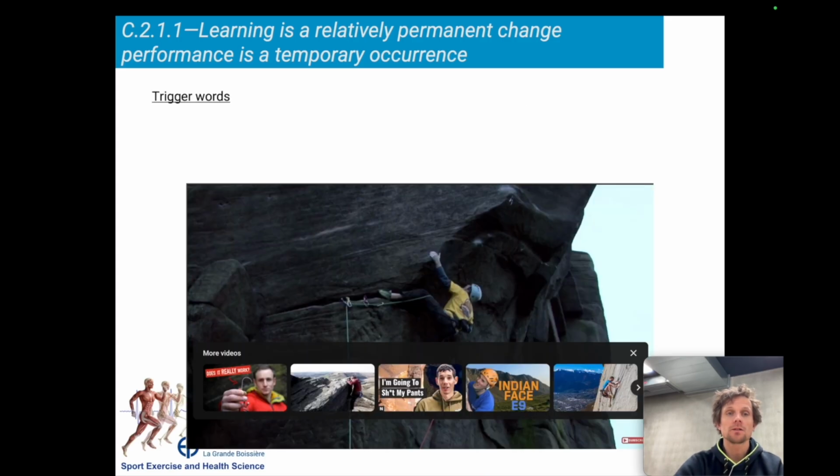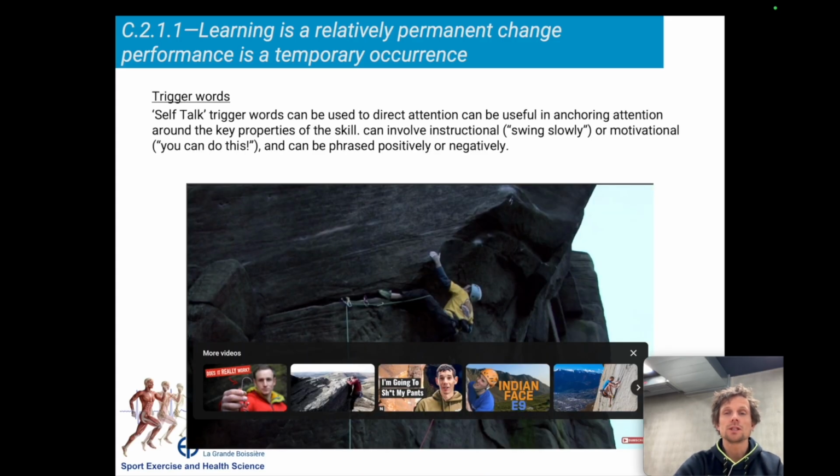Next up, let's consider the use of trigger words. So using these specific words can direct attention to particular key properties of the skill that's being executed. They can either involve instructional or motivational phrases and can be used positively or negatively.